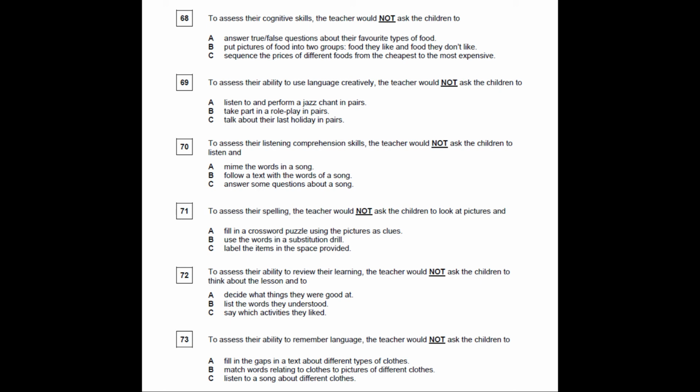71. To assess their spelling, the teacher would not ask the children to look at the pictures and use the words in a substitution drill. 72. To assess their ability to review their learning, the teacher would not ask the children to think about the lesson and to say which activities they liked. 73. To assess their ability to remember language, the teacher would not ask the children to listen to a song about different clothes. Now, let's take a look at the next set of questions.